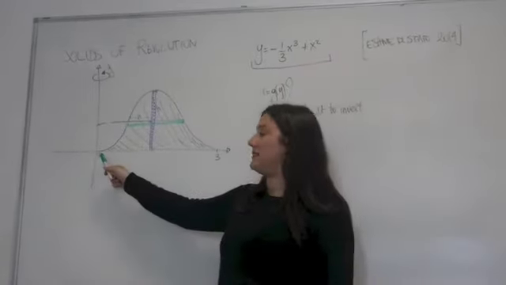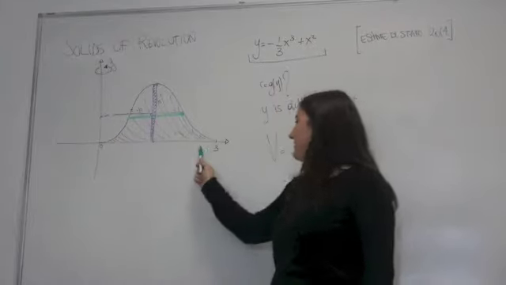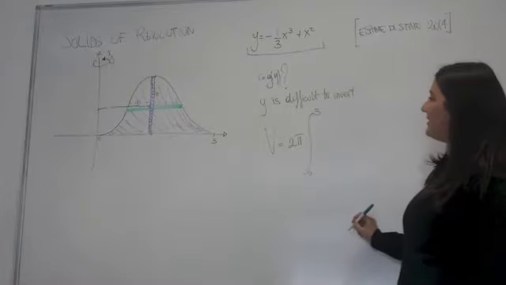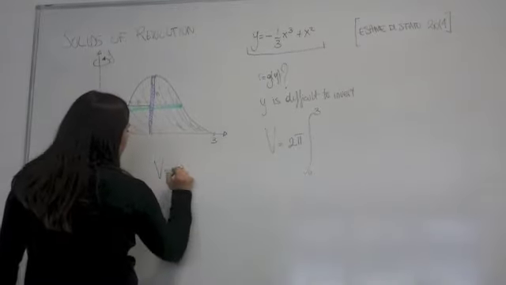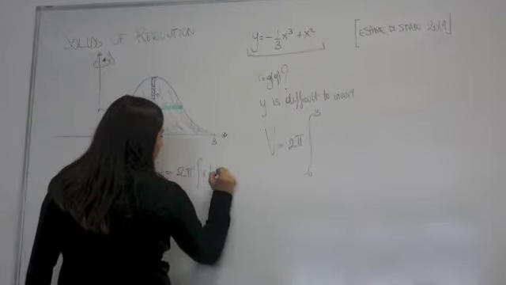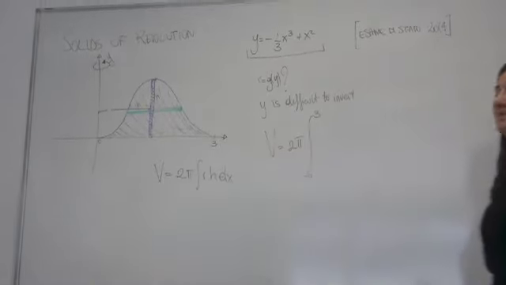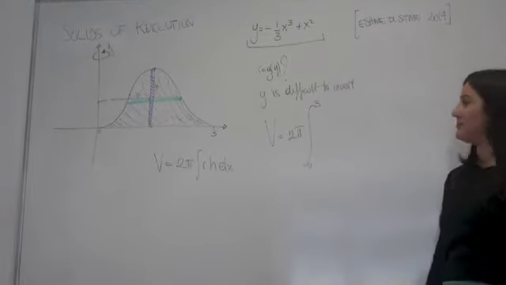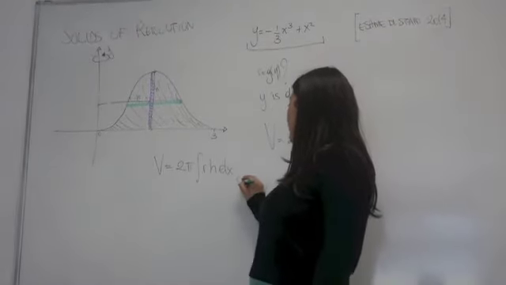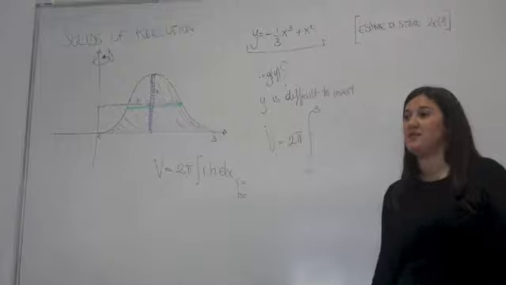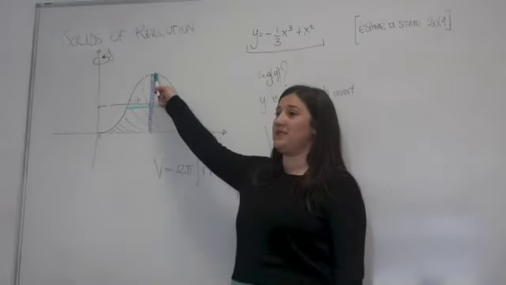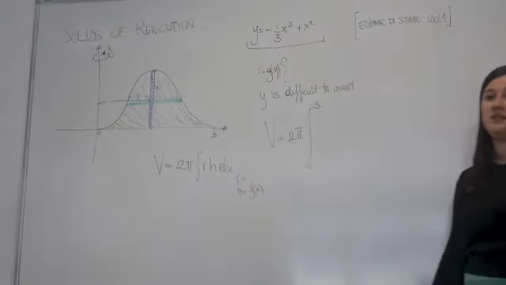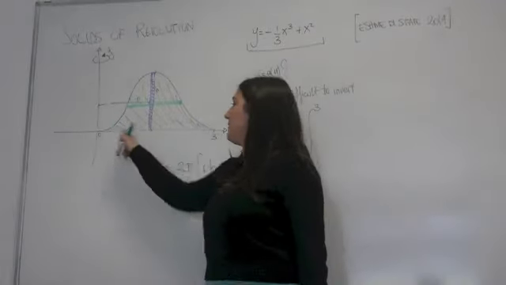So 2 pi from 0. The formula is... what is R and what is H? H is... and R is x.